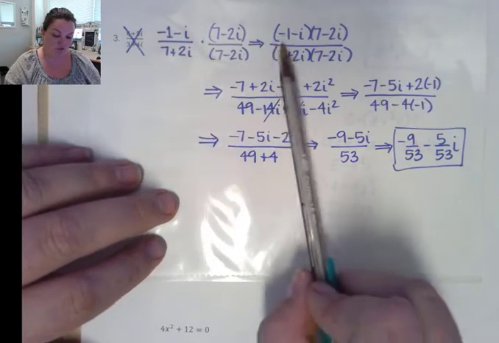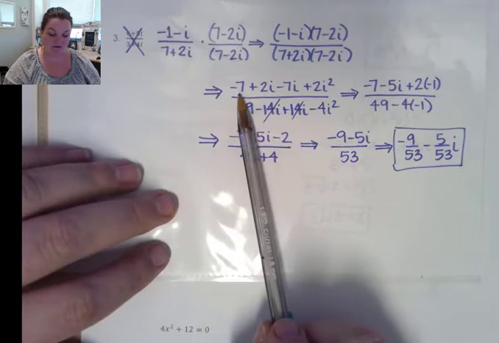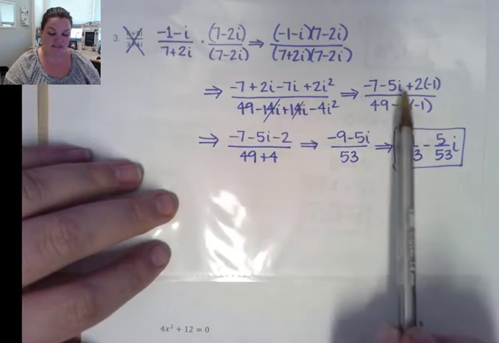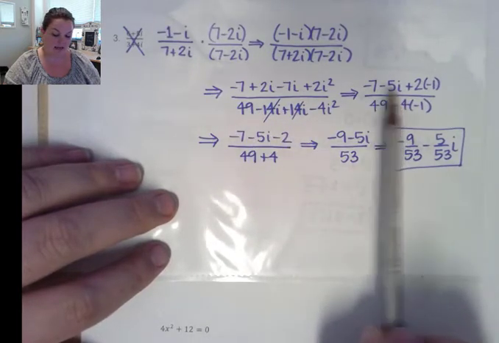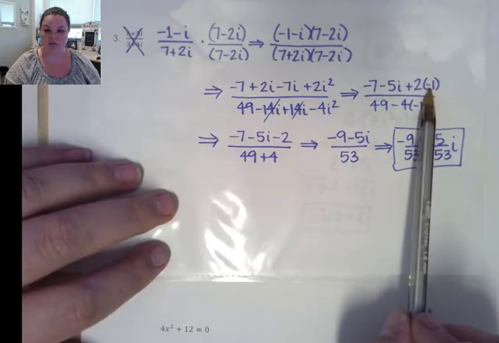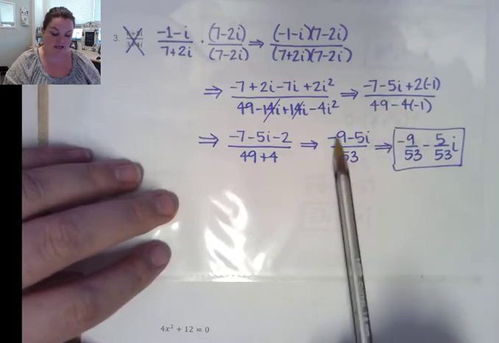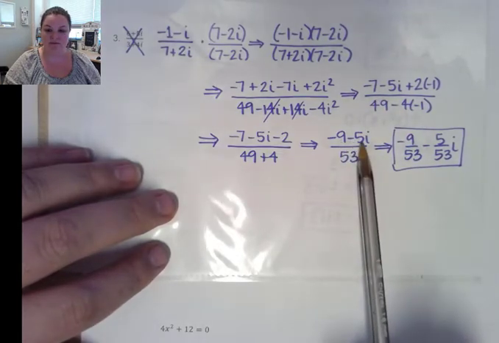Okay, so when we distribute all this out, on top we should end up with negative 7. We combine our i terms to get negative 5i. And then we had a 2i squared. So I'm replacing i squared with negative 1, which means when I simplify this top piece, I should end up with negative 9 minus 5i.